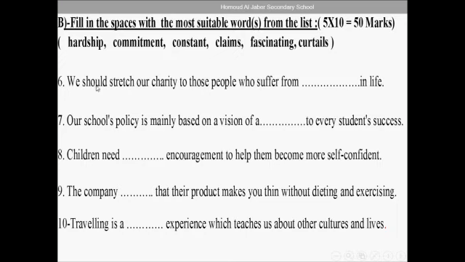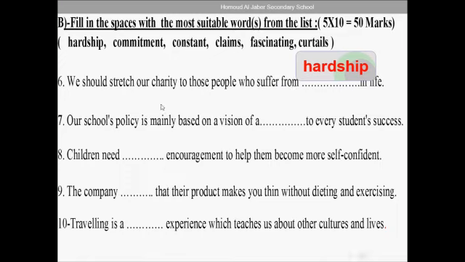Question number 6. We should stretch our charity to those people who suffer from in life. In the sentence here, you can guess the meaning of the word suffer and life. Suffer from what? We suffer from hardship in life. Yeah, that's the correct answer.